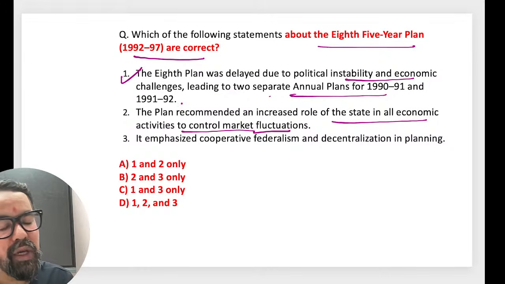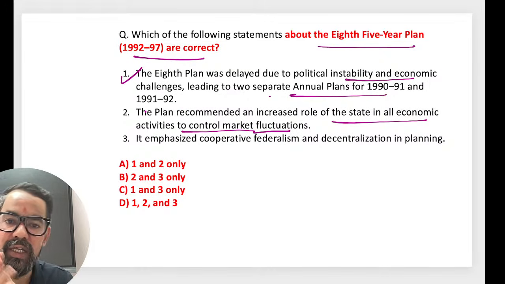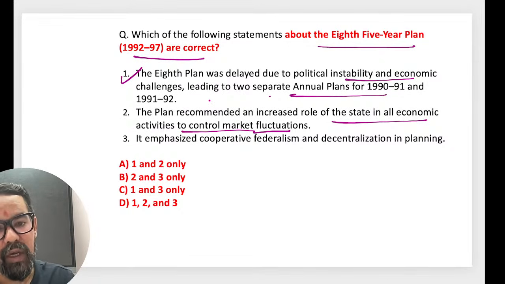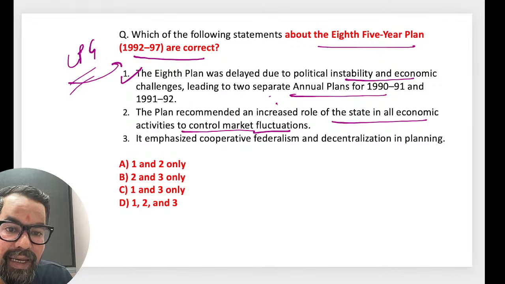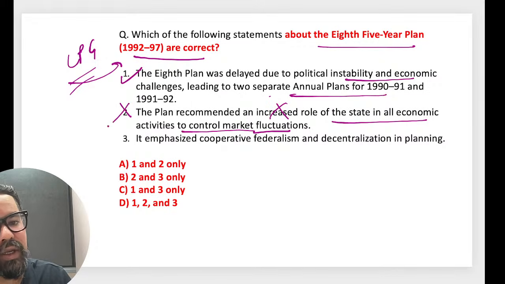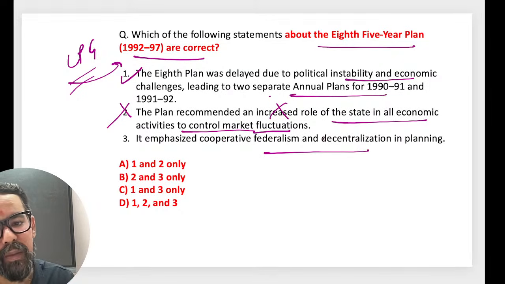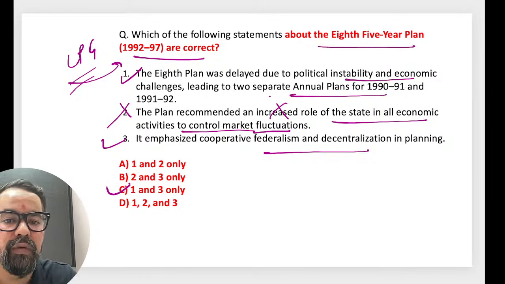ठीक है, अब देखो ये क्वेश्चन ना समझ के आ रहा है. ठीक है, अगर थोड़ा बहुत भी गेस वर्क भी करोगे, सो दिस इज आपका पोस्ट LPZ. ठीक है, पोस्ट इकोनॉमिक रिफॉर्म्स. तो दिस इज द टाइम ऑफ आपका पोस्ट लिबरलाइजेशन LPZ आपका. तो द मोटिव इज टू डिक्रीज द रोल ऑफ स्टेट, नॉट इंक्रीज आपका. ठीक है, दैट इज द रॉन्ग. It emphasizes the corporate federalism and decentralization in planning. That is also true. So 1 in 3 means आपका C will be right answer for this one.